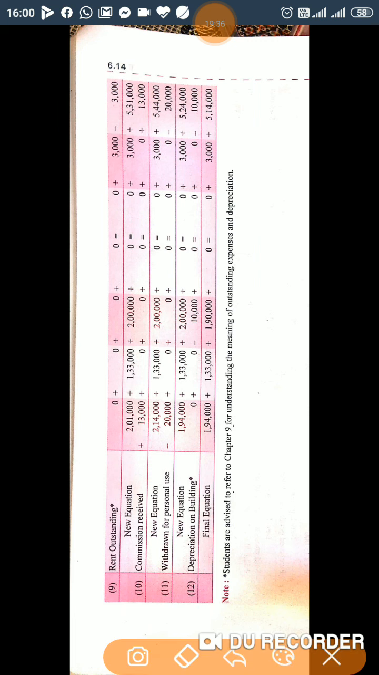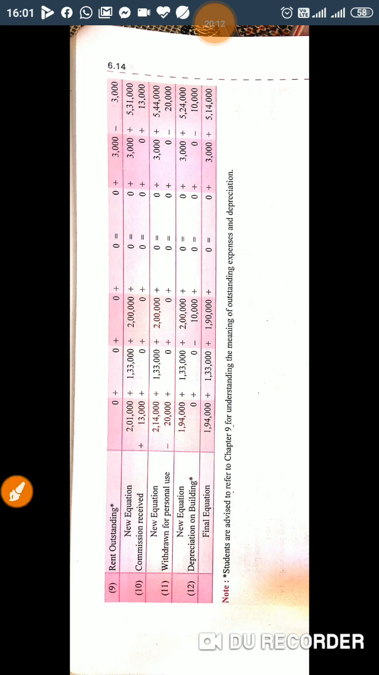Now next transaction, withdrew for personal use. So cash is decreasing, and at the same time drawing is nothing but the decrease in capital. So cash will be decreased by 20,000 and capital is decreased by 20,000. New equation, cash becomes 1,94,000, stock is 1,33,000, building 2 lakh, debtor 0, creditor 0, and outstanding expenses 3,000, and capital becomes 5,24,000 after deducting the drawings.